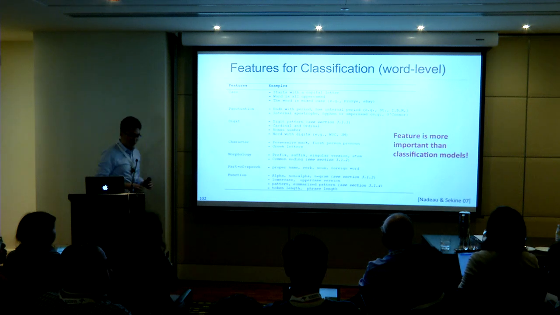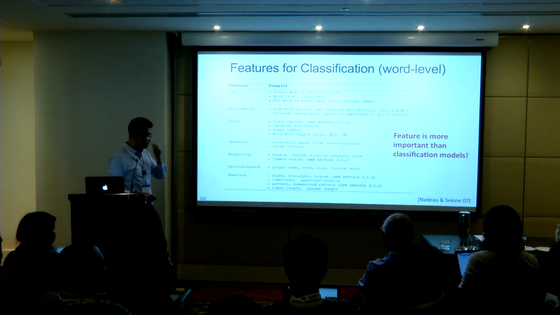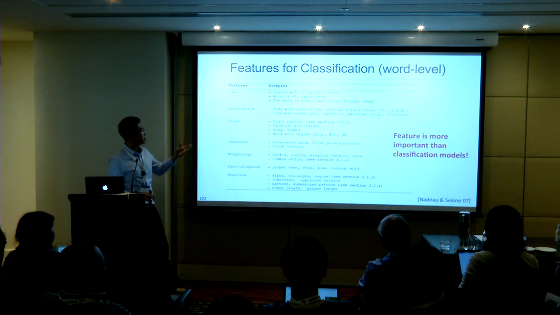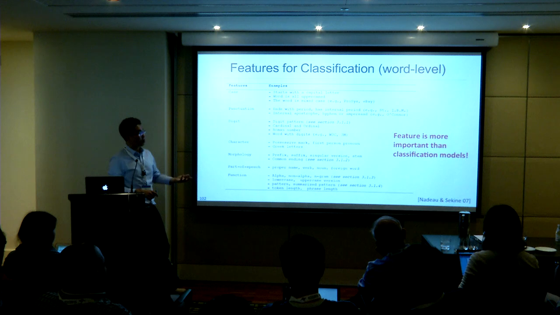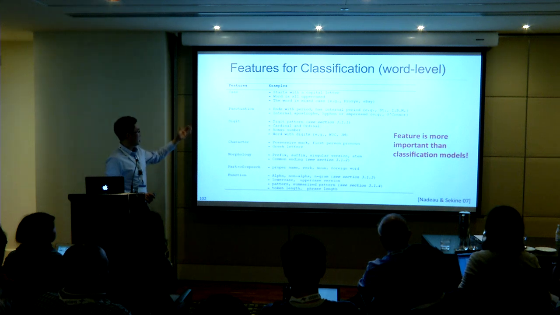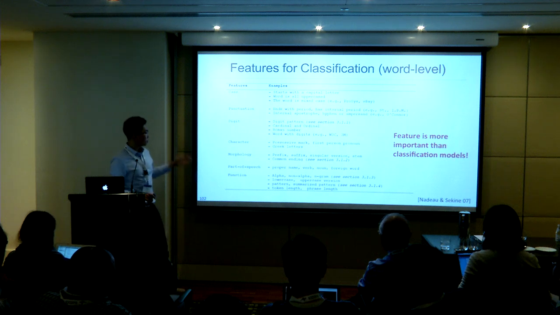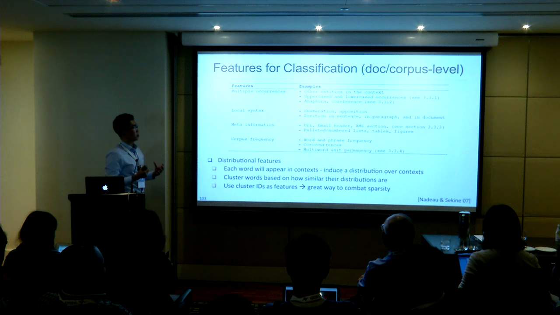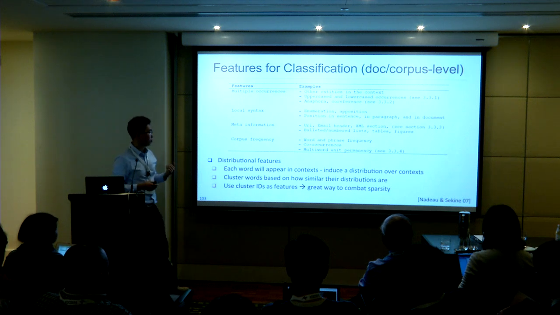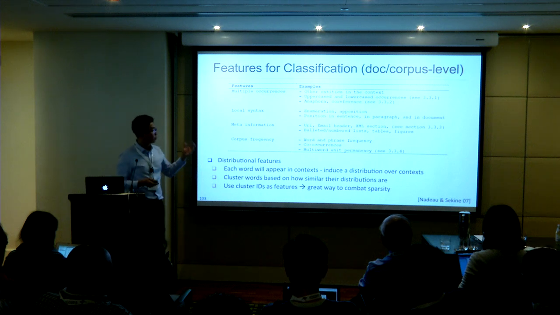So actually, we found out that features are the king in this scenario, instead of trying to propose a more sophisticated classifier model. For features, we have word level, paragraph level, or document level, even corpus level. In word level, things like punctuation, capitalization, part-of-speech tags, and the word's function are all useful features to explore. And for document and corpus level, you care more about word statistics or co-occurrence statistics. For example, the word and phrase frequency, the co-occurrence, and including the significance scores we introduced just before.